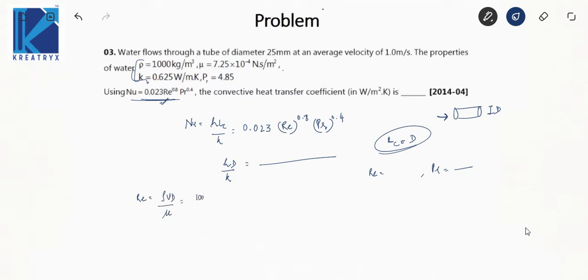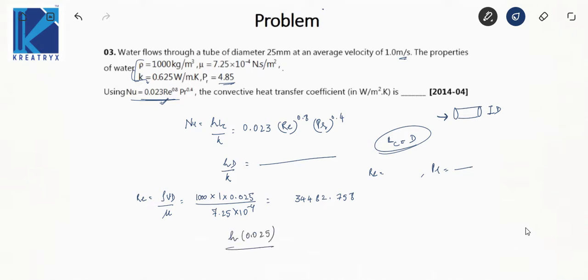Rho is 1000, velocity is 1 meter per second. Take care of the units, meter per second. D is 25 mm, that is you have to convert it into meters, 0.025 meter, upon mu is 7.25 into 10 to the power minus 4. Reynolds number is 34482.758. And Prandtl number is given as 4.85. So put these values here.